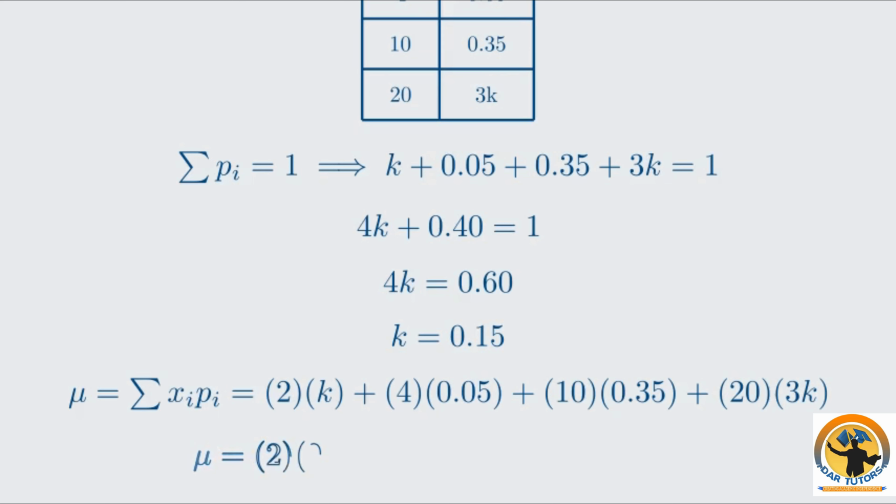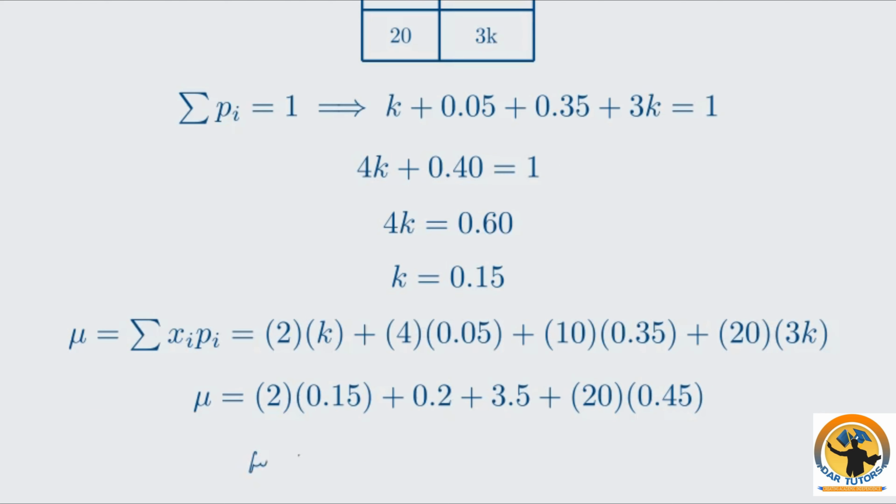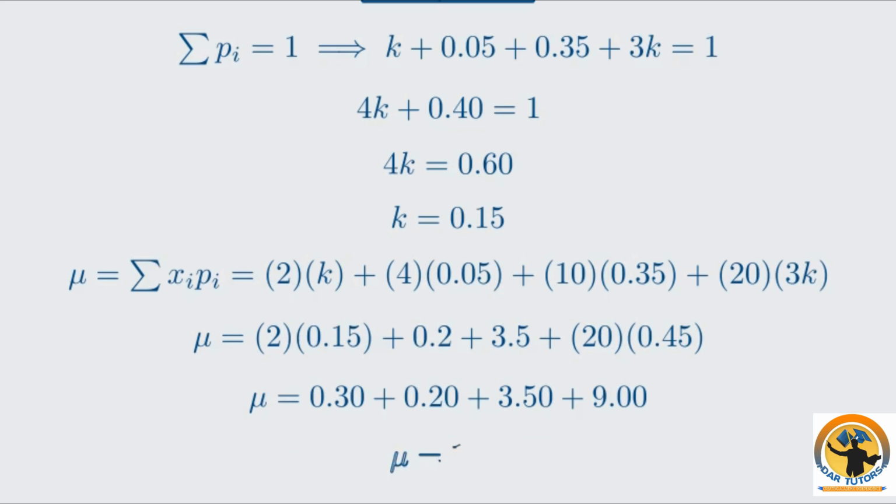So we have 2 times k, which is 2 times 0.15, plus 4 times 0.05, plus 10 times 0.35, plus 20 times 3k, which is 20 times 3 times 0.1. Calculating these values gives us 0.30 plus 0.20 plus 3.5 plus 90. Adding these together, we find that the mean mu is 13.0.